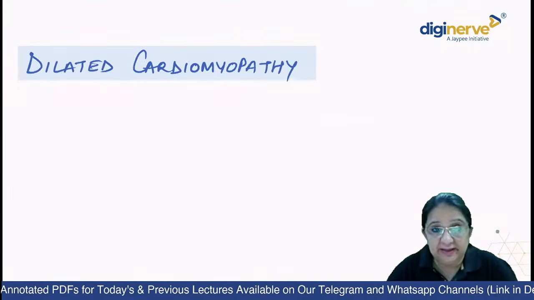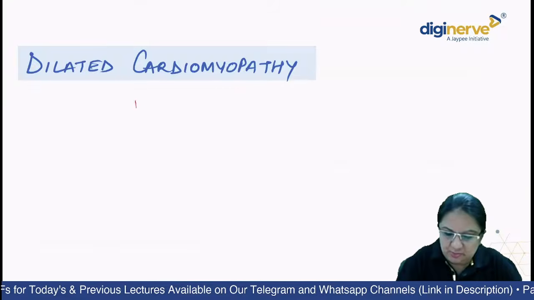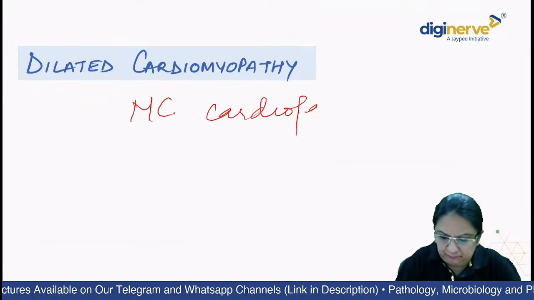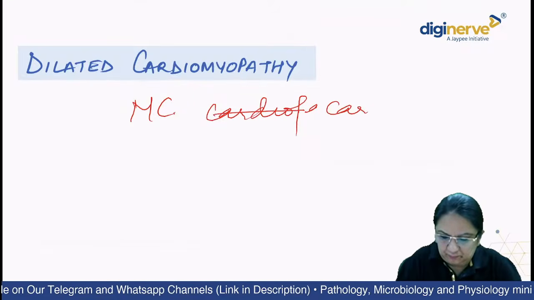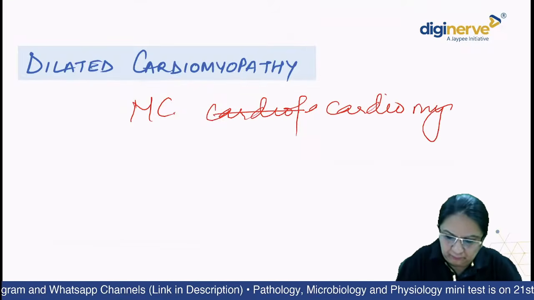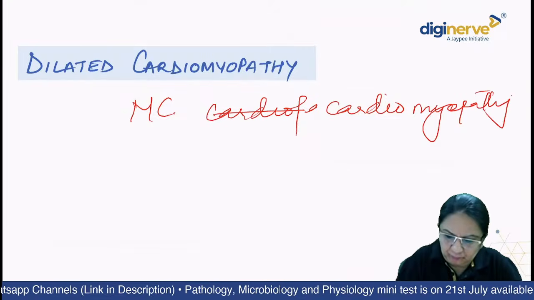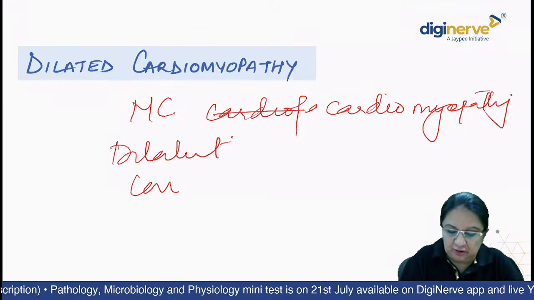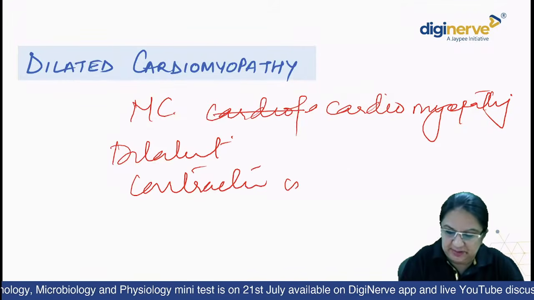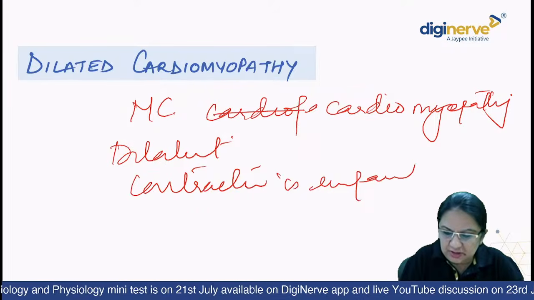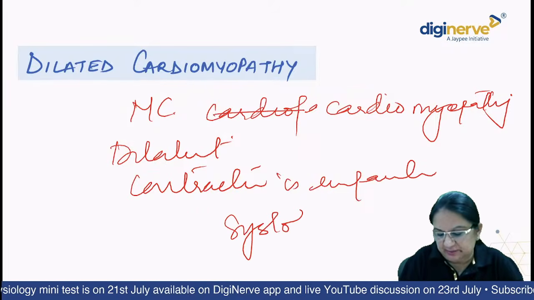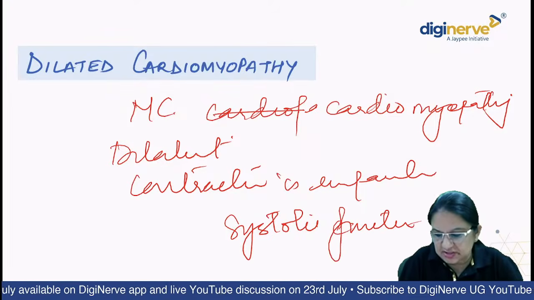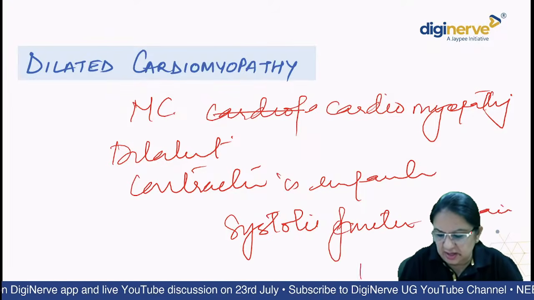Then coming to dilated cardiomyopathy. Please note that it is the most common cardiomyopathy. There is dilatation. Basically, the contraction of the heart is impaired, or systolic function is impaired because the heart cannot contract. Systolic function is impaired, resulting in heart failure.